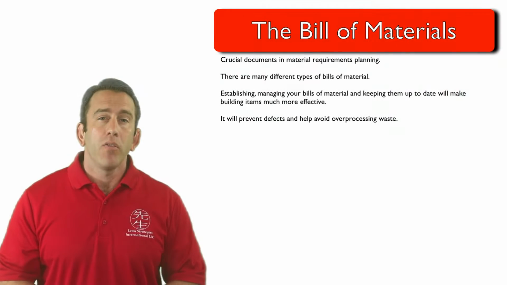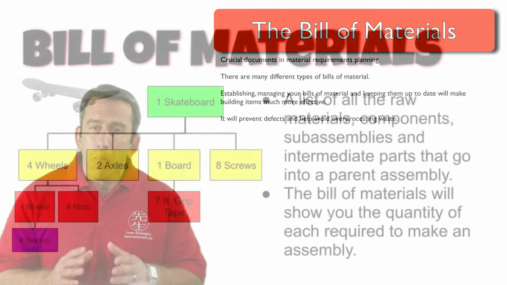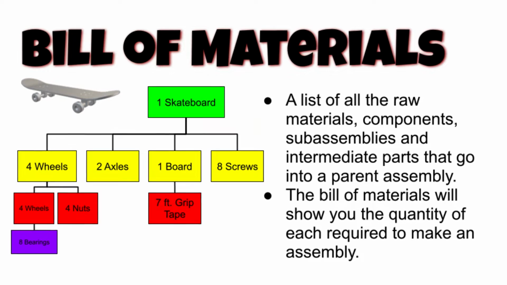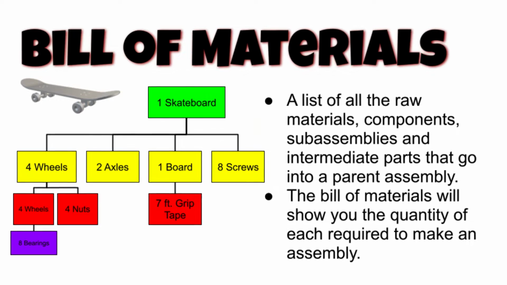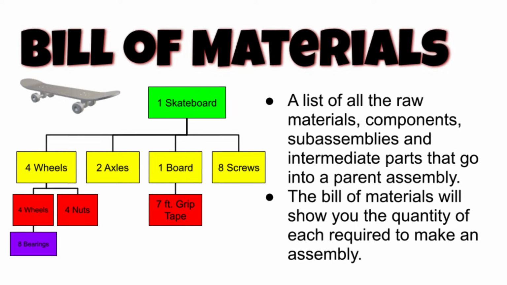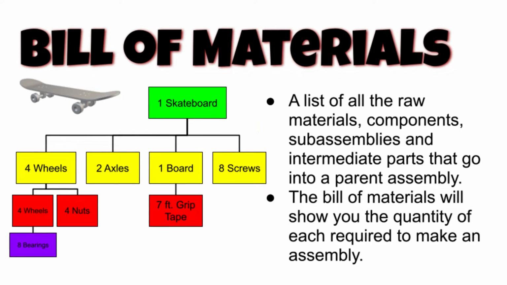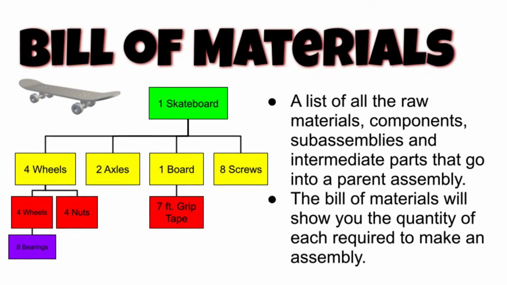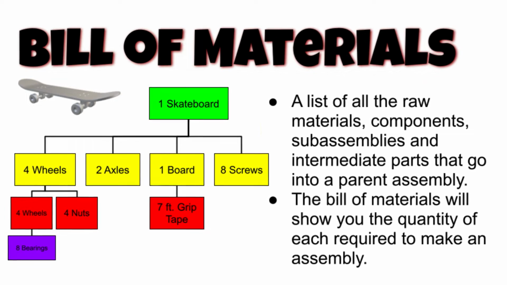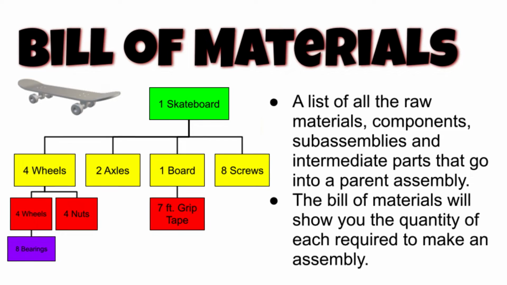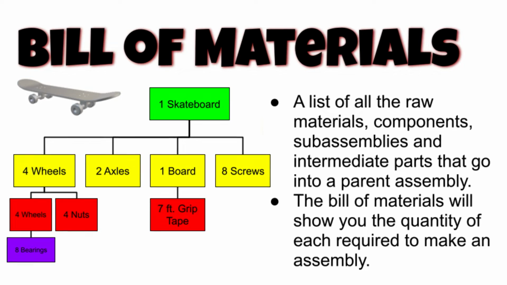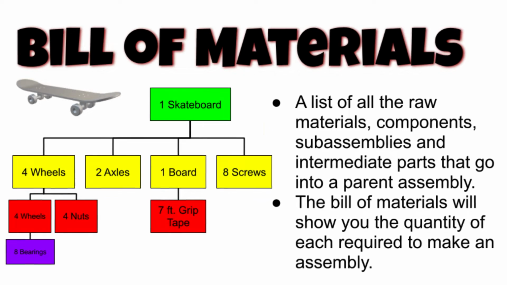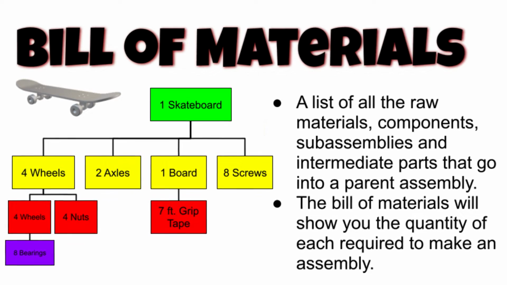So, what is a bill of materials? A bill of materials, or BOM, is a list of all raw materials, components, subassemblies, and intermediate parts that go into a parent assembly. The bill of materials will show you the quantity of each required to make an assembly. For example, a skateboard would need 4 wheels, 1 board, 2 axles, and 8 screws on the first level.